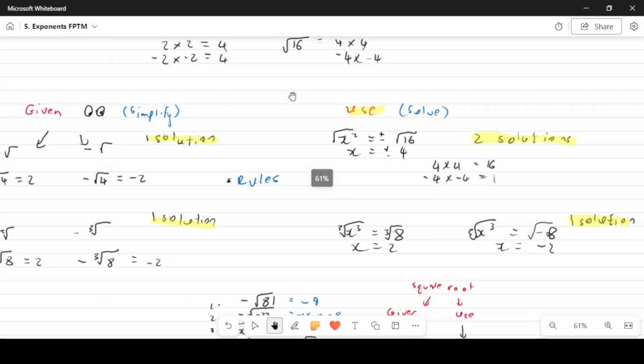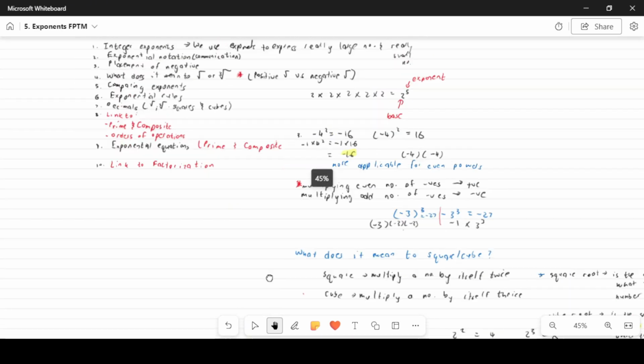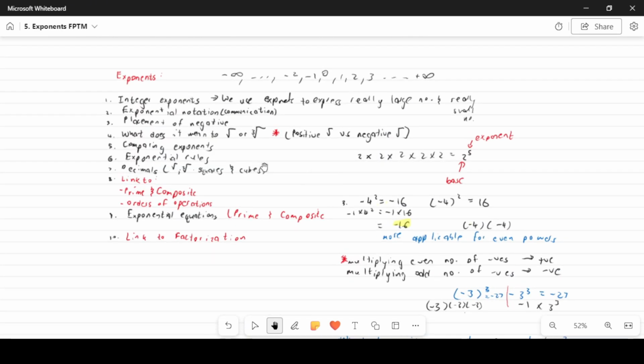Right, and in the next part of the video, we will discuss comparing exponents. Very simple idea. And then we'll go to exponential rules. Okay.